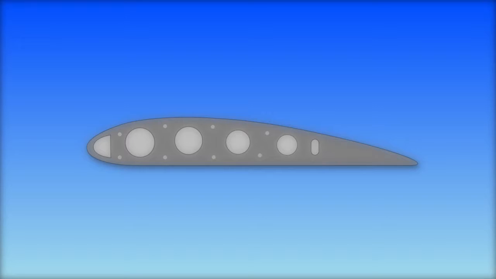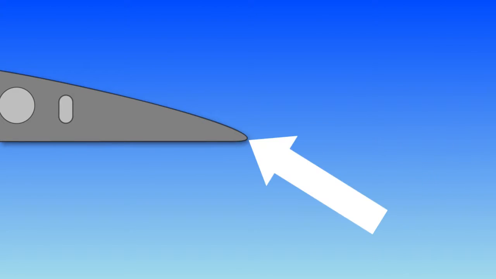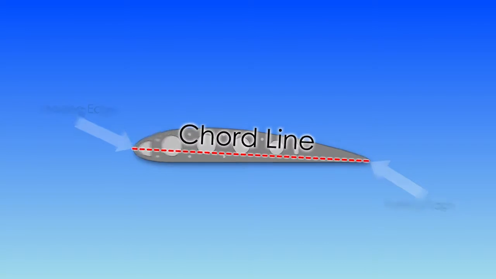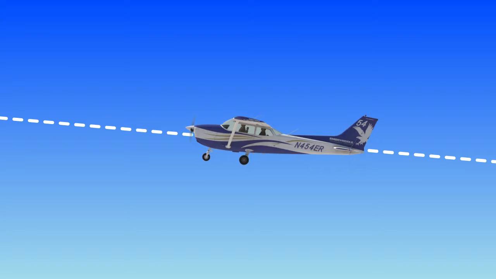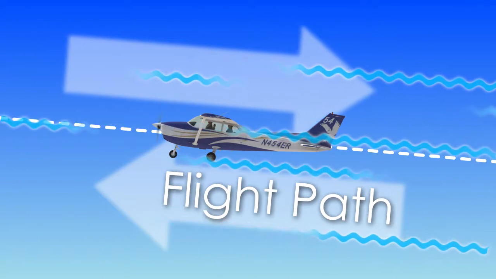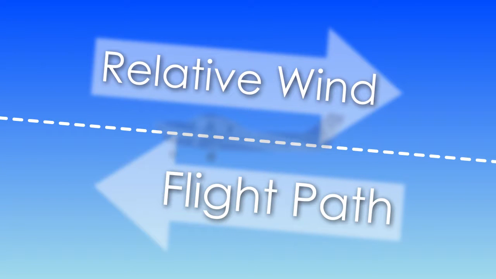Before we get too in-depth, let's introduce a few new terms. The forwardmost point of the wing is called the leading edge. The aftmost point is called the trailing edge. If we connect these two edges together with an imaginary line, this line is called the chord line. As an airplane flies through the air, the path that the plane travels along is known as its flight path. The airflow that flows around the airplane as it travels through the air is known as the relative wind. The relative wind is parallel to, but opposite, the aircraft's flight path.